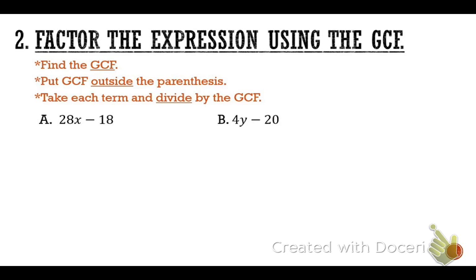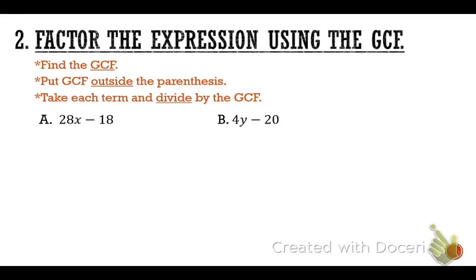So the instructions here asked us to factor the expression using the GCF. We just talked about how to find the GCF. So our first step when doing this is going to be to find the GCF. Second step, what does it ask us to do for this second part here, class? Put the GCF outside the parentheses, and then finally it says to take each term and we're going to divide it by the GCF. So I'm going to explain to you by doing this first problem A of how to do a problem like this.